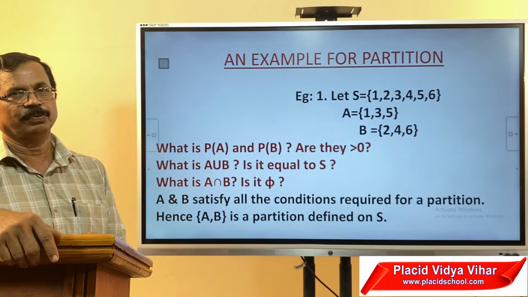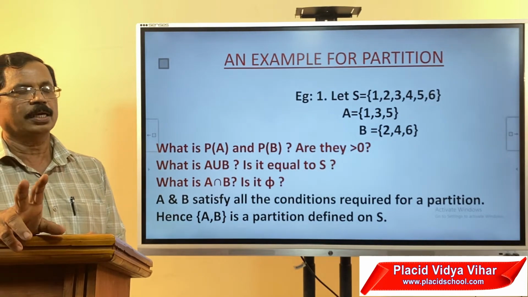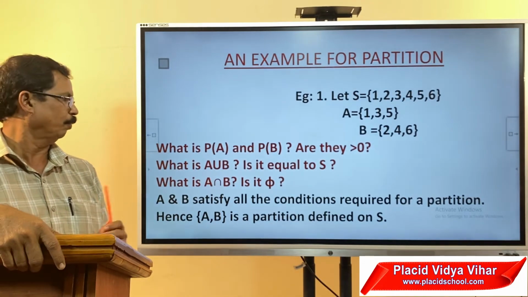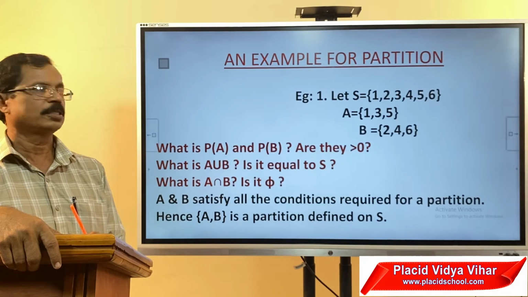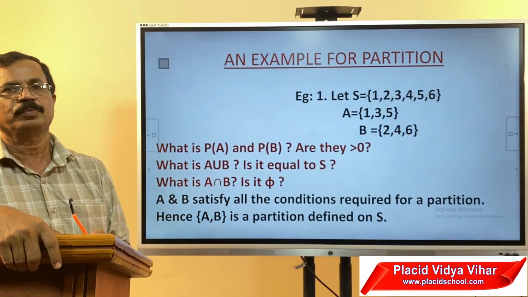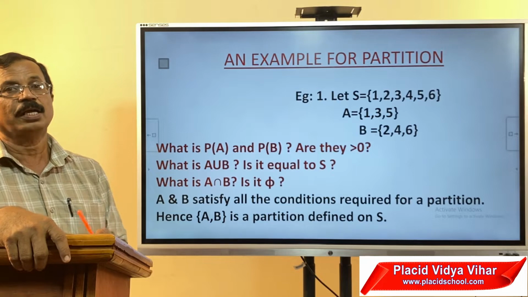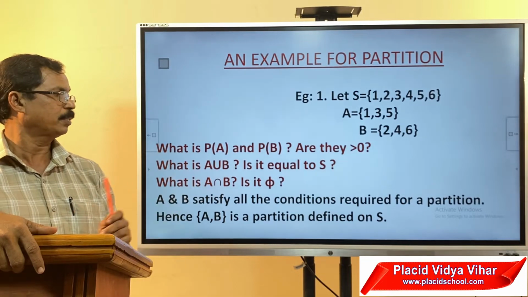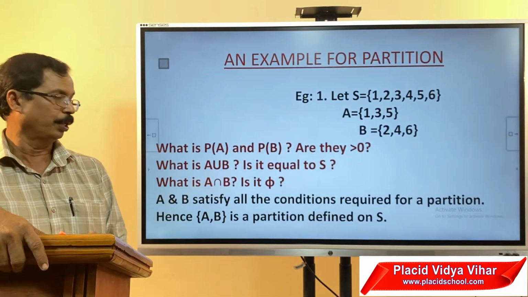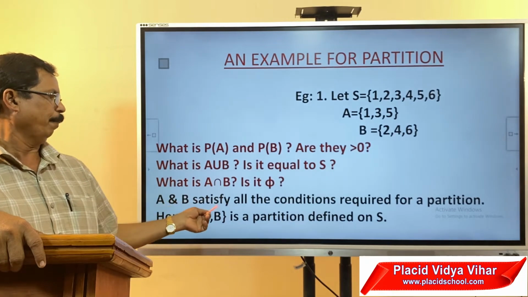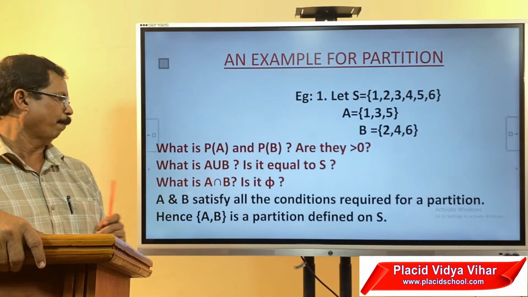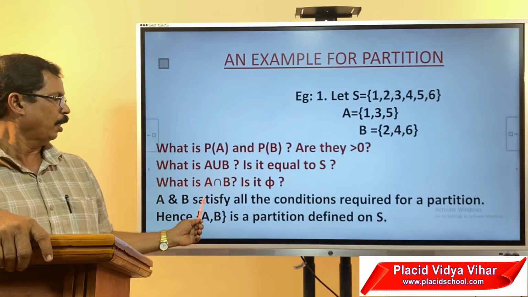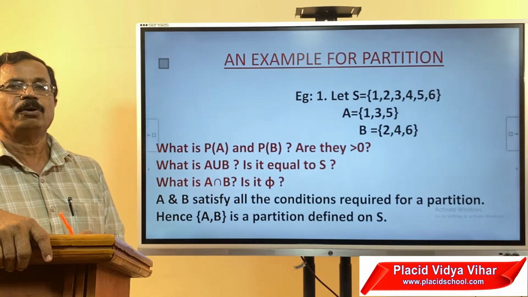So two conditions are satisfied. First condition, non-zero probability. Second condition, when you take the union of A and B, you get S. Now let us come to the third one. What is A intersection B? If it is the null set, we say they are disjoint. So that condition is also satisfied. A intersection B is the null set, that is pairwise disjoint. So look at this. A and B satisfy all the conditions required for a partition. Hence, remember this, the collection A, B is a partition defined on S.